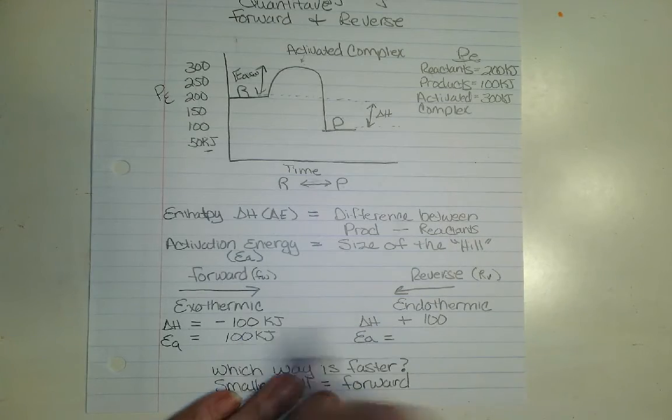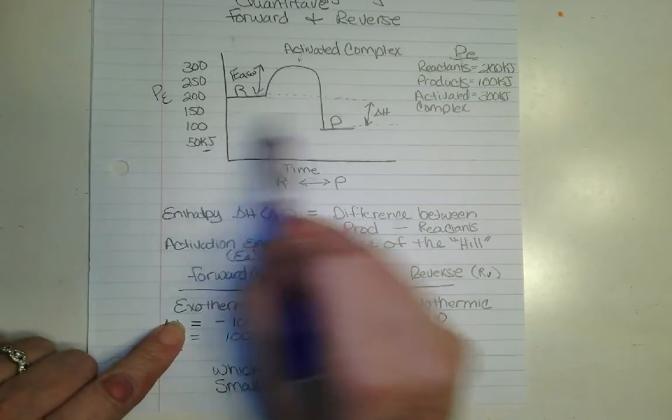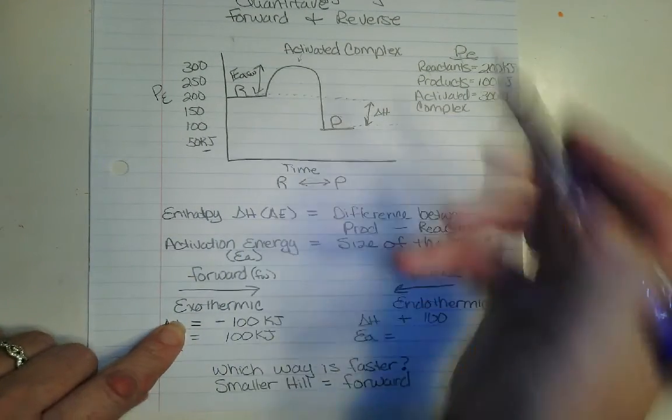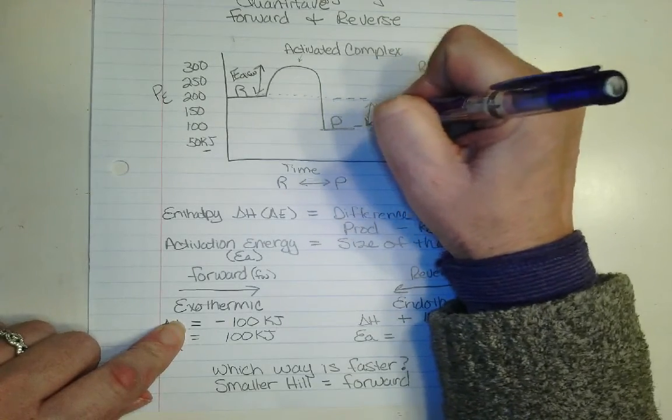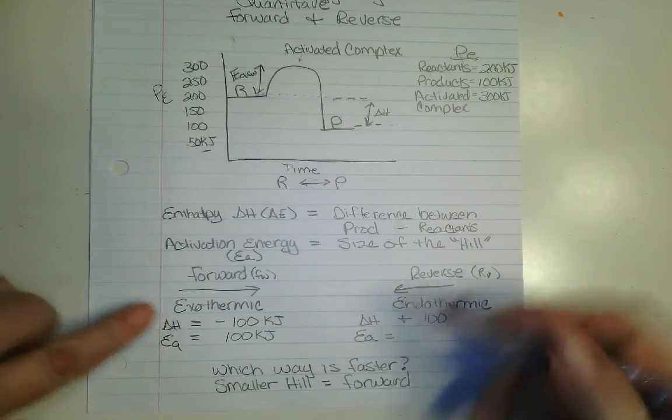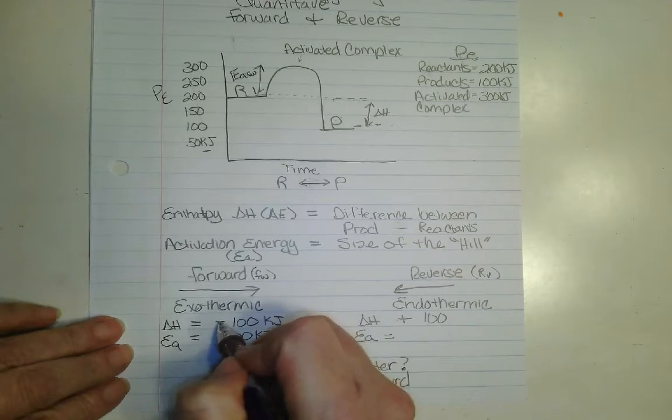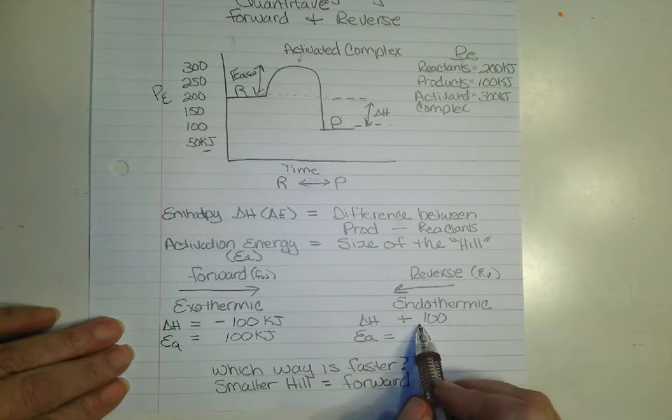Notice, my delta H doesn't change because it doesn't matter which way I go. It's always between products and reactants. And the only thing that does change is the sign. So if it's exothermic, I need that negative in front of it. If it's endothermic, I need the positive.